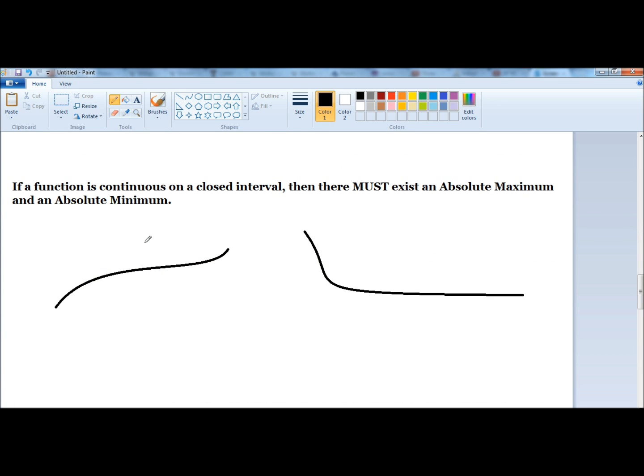Alright. Also, you should note that if a function is continuous on a closed interval, then there must exist an absolute maximum and an absolute minimum. Why is that? Okay, so if a function is defined for its entire interval, or for some interval, then there has to be a highest point and a lowest point. And because it's defined for every point on this interval, these points have to exist. Consequently, there must be an absolute maximum and an absolute minimum, regardless of the strange looking curve I draw.